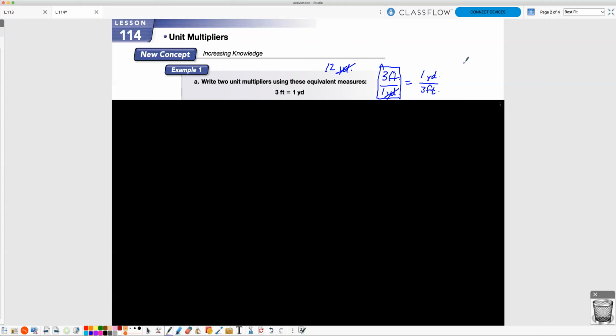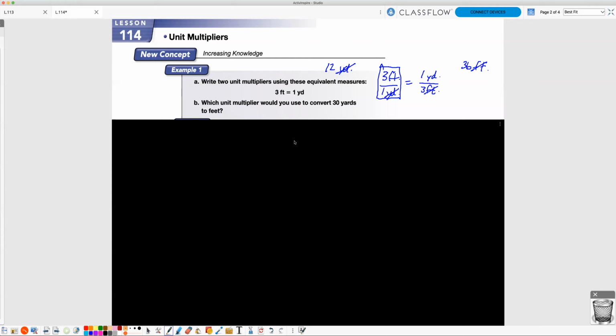If I was trying to convert feet to yards, let's say it's 36 feet, I would want to multiply it times 1 yard over 3 feet. Feet cancels out. All I'd be left with is yards then for my label, and 36 divided by 3 would be 12.